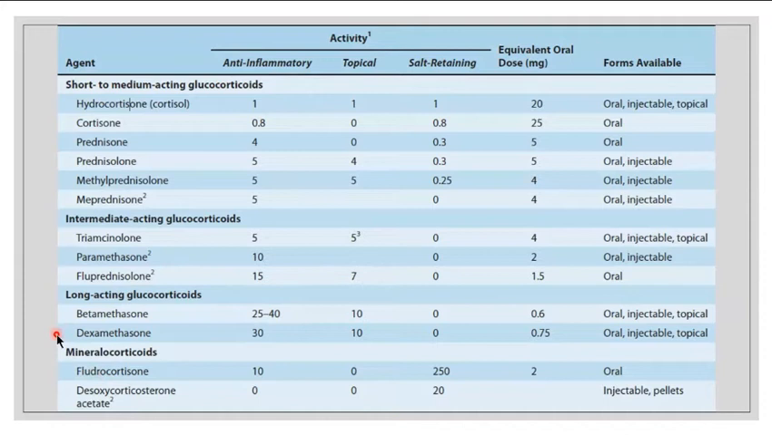If betamethasone is in the option, the most potent is betamethasone. If betamethasone is not in the option, the most potent is dexamethasone. Here you have fludrocortisone, which is a mineralocorticoid. It has a slight amount of anti-inflammatory action, but its mineralocorticoid action is very high, that is 250 compared to other kinds of corticosteroids.